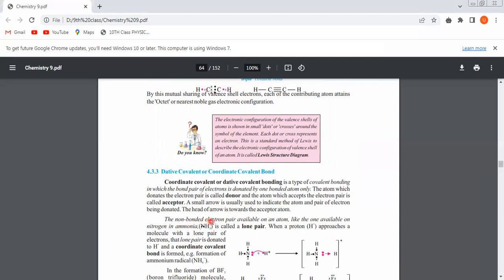The non-bonded electron pair available on an atom, like the one available on nitrogen in ammonia NH3, is called a lone pair. When a proton H+ approaches a molecule with a lone pair of electrons, that lone pair is donated to H+ and a coordinate covalent bond is formed. For example, the formation of the ammonium radical NH4+.